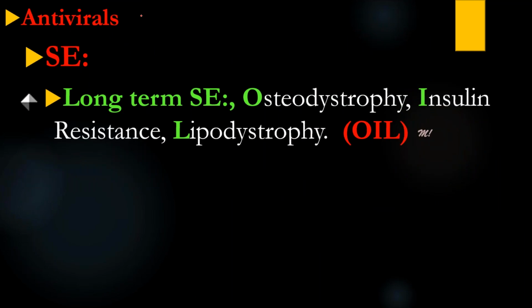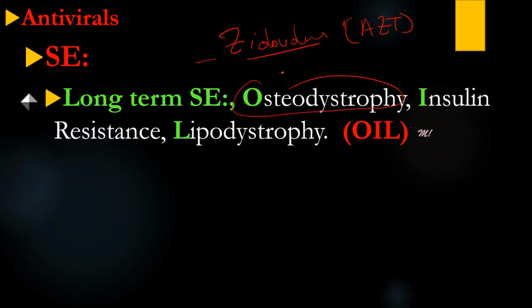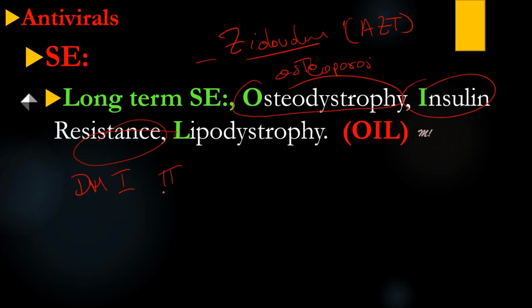In the long run, we are going to use, for example, zidovudine, AZT, that is used for long periods of time and can produce these effects. We have osteodystrophy, similar to osteoporosis. Insulin resistance. Insulin resistance is diabetes mellitus type 1 or type 2? 2. Excellent, type 2. Lipodystrophy is the degeneration of the connective tissue. So how to remember that? Oil.